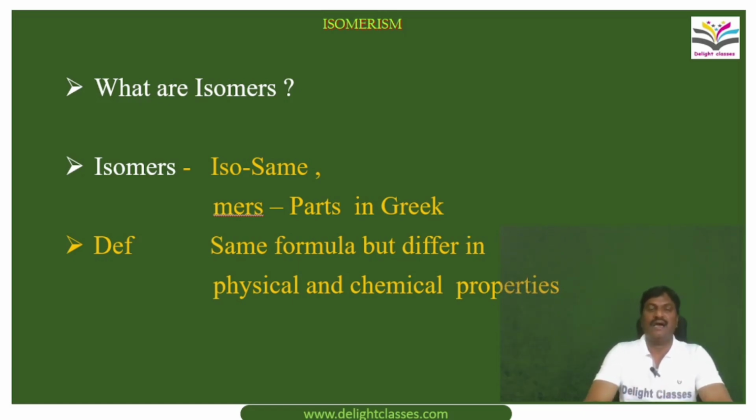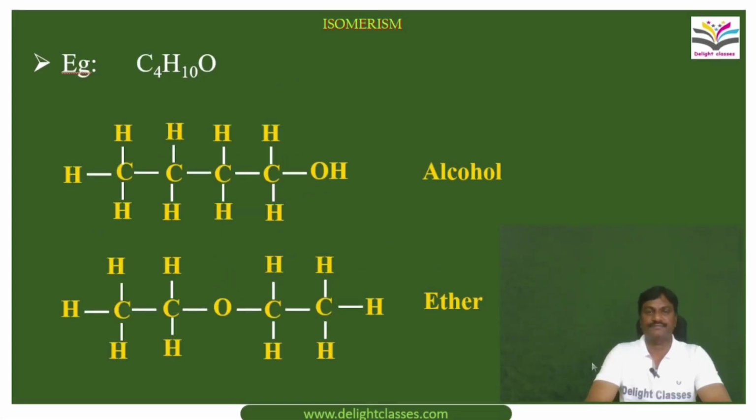That is isomers. Now see the example C4H10O. The molecular formula is the same for alcohol and ether, but the structural formula is different. The properties are also different. The same molecular formula with different physical and chemical properties are known as isomers. The phenomenon is isomerism.